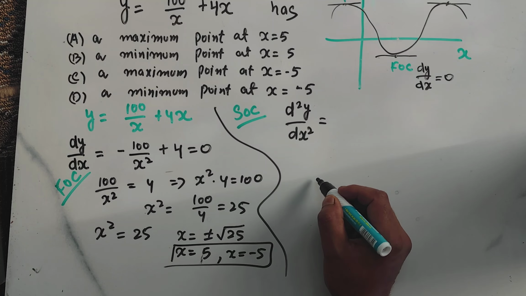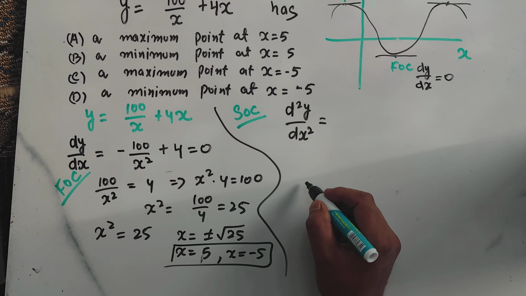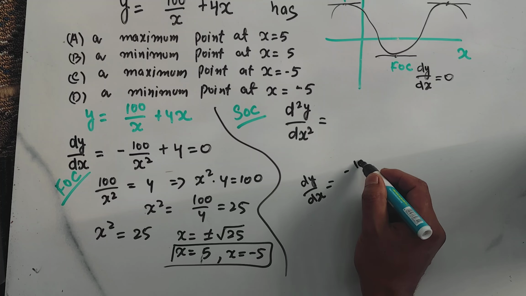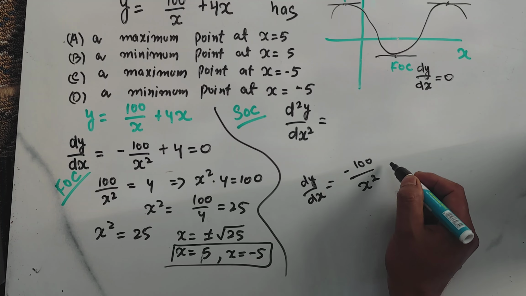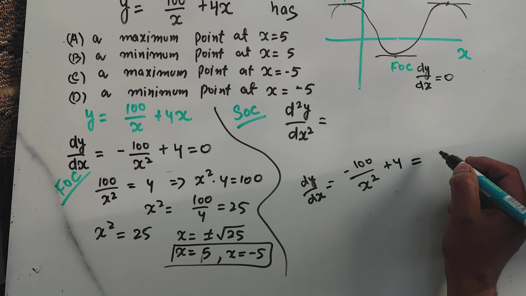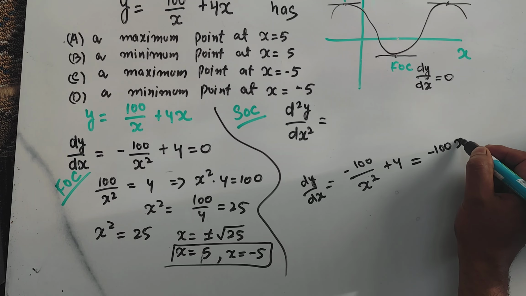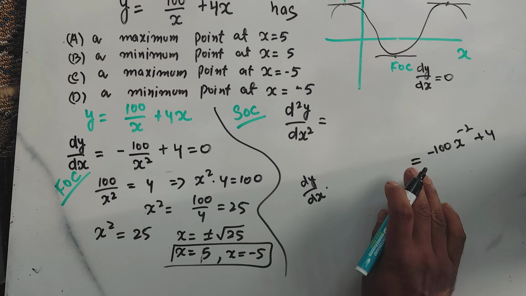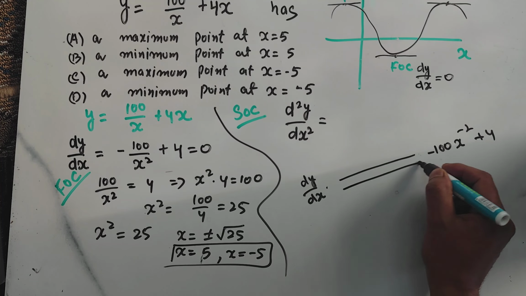Now we have this function. Since dy upon dx is equal to minus 100 upon x square plus 4, I can rewrite it like this again: minus 100, transpose this here, it becomes x raised power negative 2 plus 4. So this is dy upon dx.